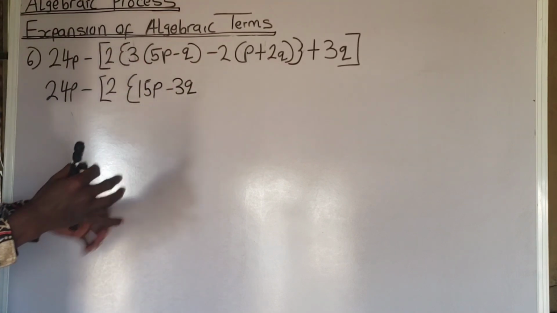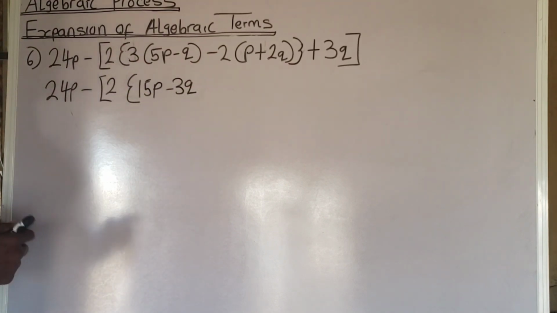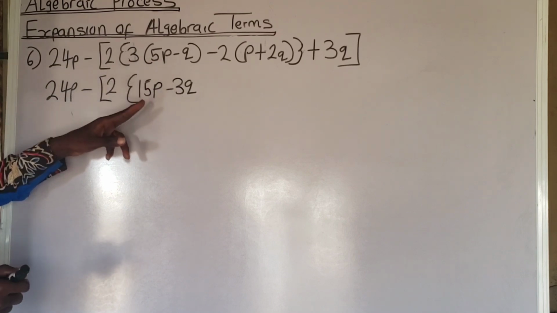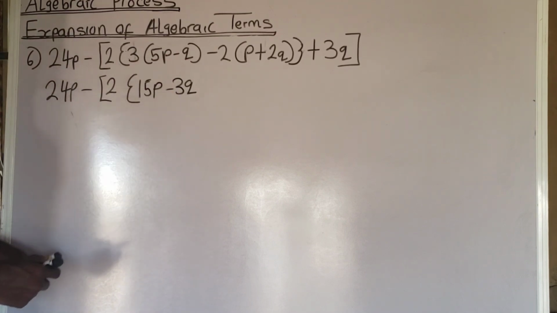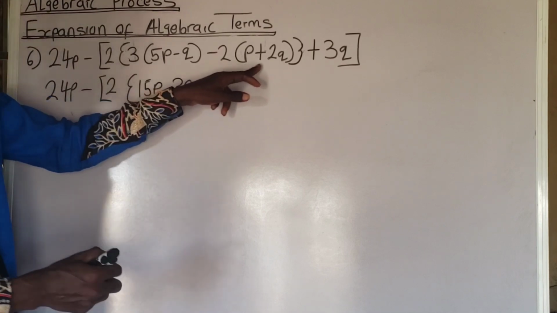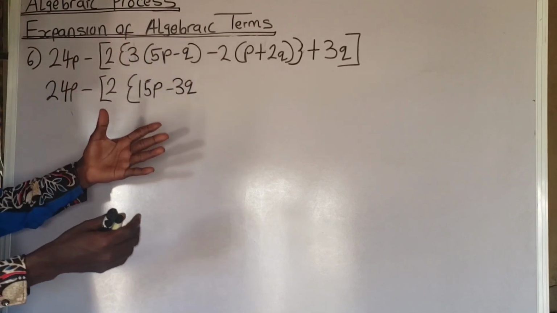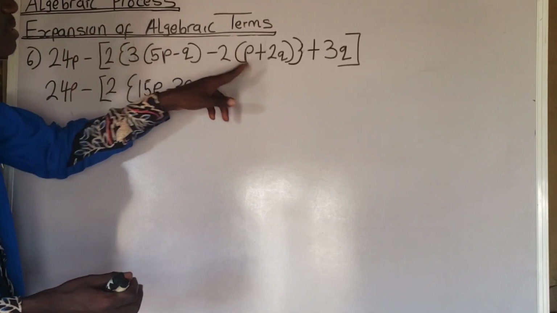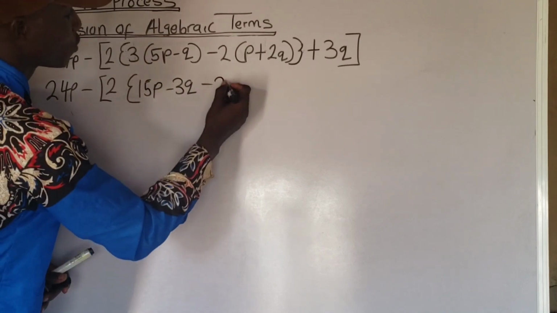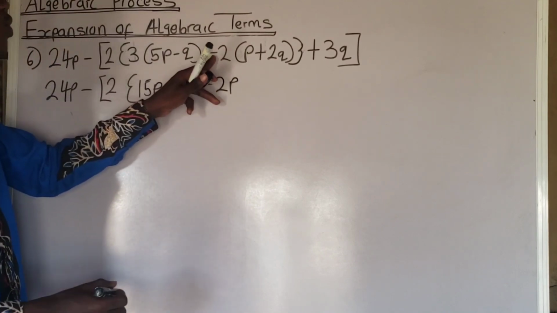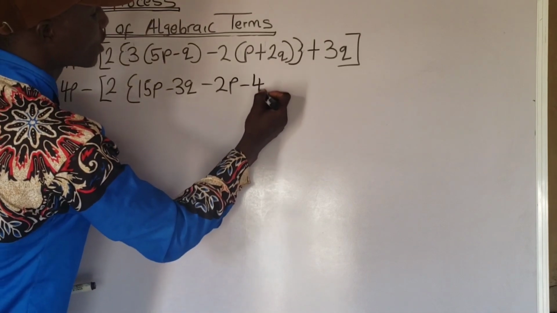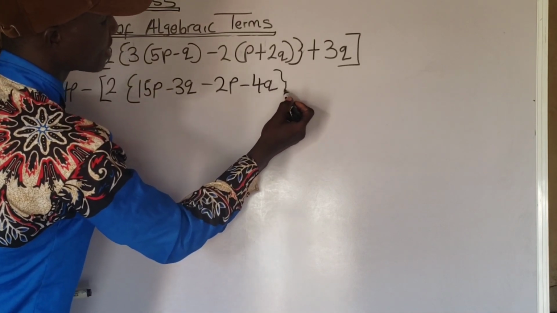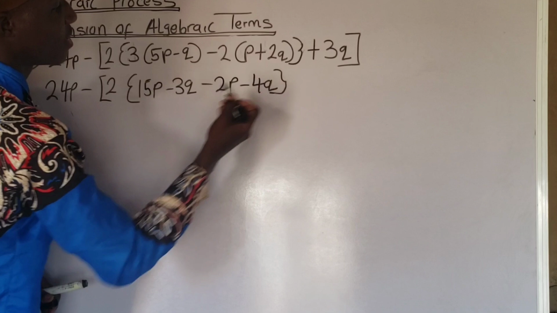So for this, I'm going to have 3 multiplied by 5p, that is 15p. 3 multiplied by negative q, that is negative 3q. Now, let us open this second smaller bracket by negative 2. Negative 2 multiplied by p will be negative 2p. Negative 2 multiplied by positive 2q will be negative 4q.